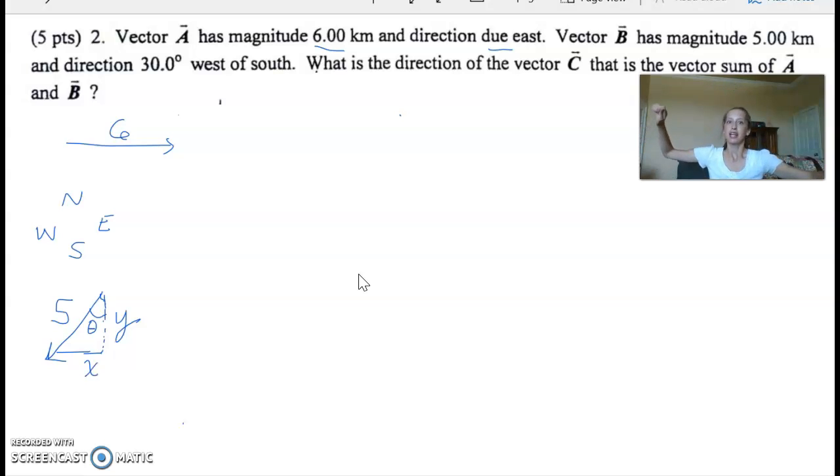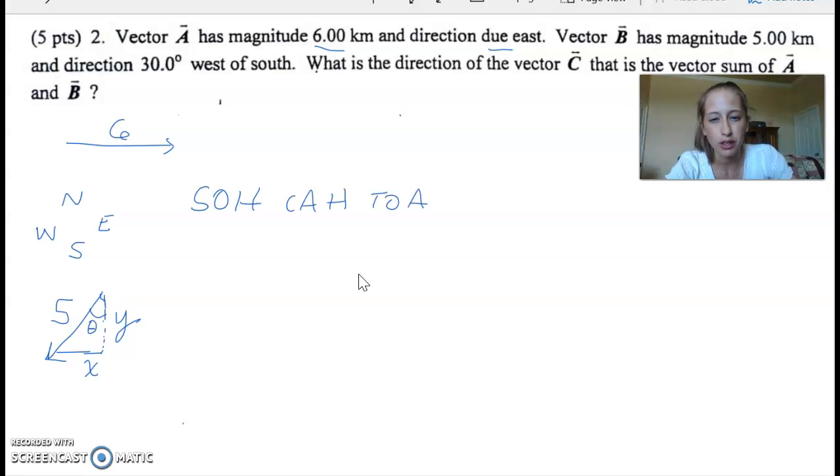Okay, so it is 5, and that is a nice whole number, but we can't add it to the 6 because they're not lined up. So we have to split that 5 into its components. The way we do that is with a triangle. Okay, and we're gonna do some trig. We're gonna do SOH CAH TOA. We will rarely use the TOA. It's really just SOH and CAH.